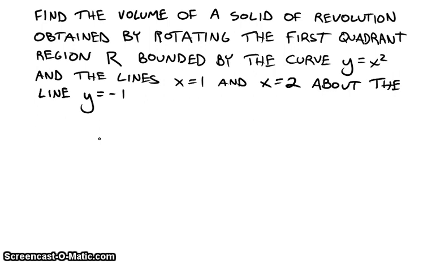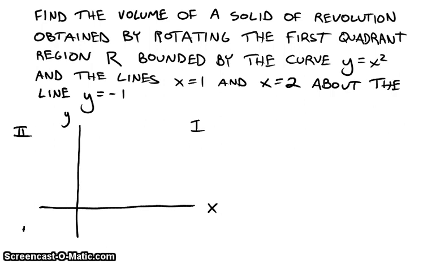Okay, so we're looking for a first quadrant region R. First quadrant means the area enclosed by the x and y axis up here. This is quadrant 1, this is quadrant 2, this is quadrant 3, this is quadrant 4. So first quadrant just means that we're looking at the part of a graph where both x and y are positive. So we have some shape that's going to be bounded by the x-axis, it looks like.